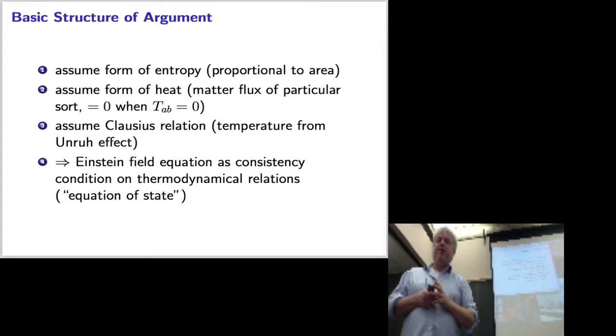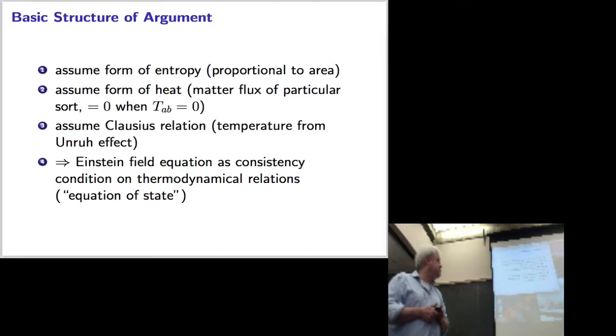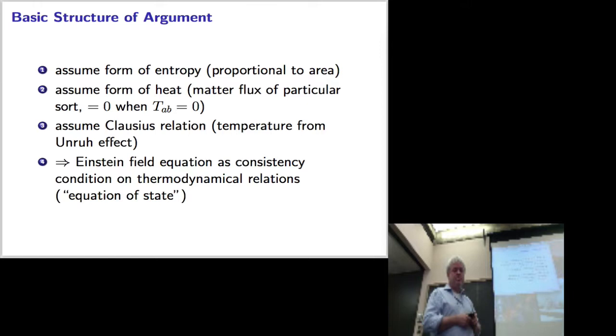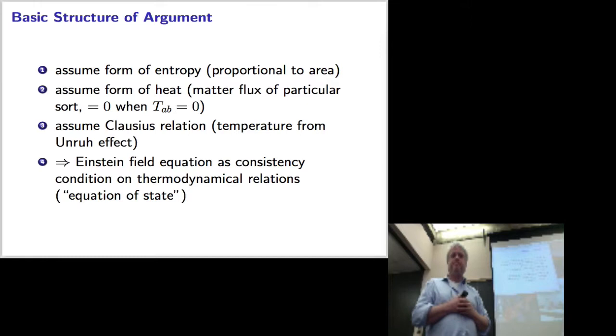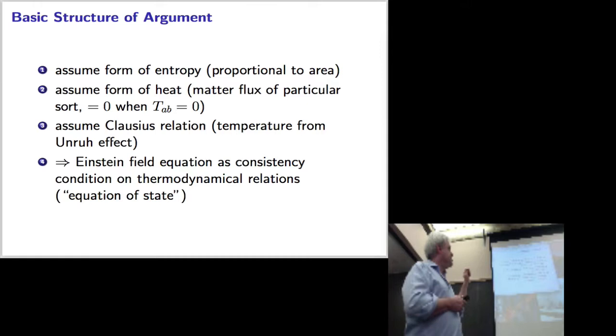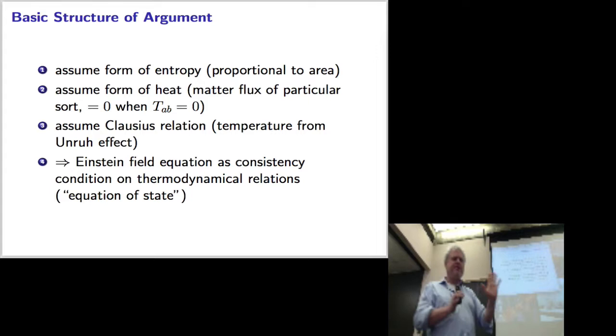And a very simple argument then shows that one derives the Einstein field equation as a necessary consistency condition on the thermodynamical relations one has assumed. And Ted wants to call this an equation of state, I think because the formal derivation mirrors the derivation of equations of state on the previous slide about what happens in ordinary thermodynamics. But I just want to draw your attention to the fact right now that in ordinary thermodynamics, the equation of state is not a consistency condition on the thermodynamical relation. So there's already a slight conceptual mismatch, which may or may not be relevant, not clear yet.